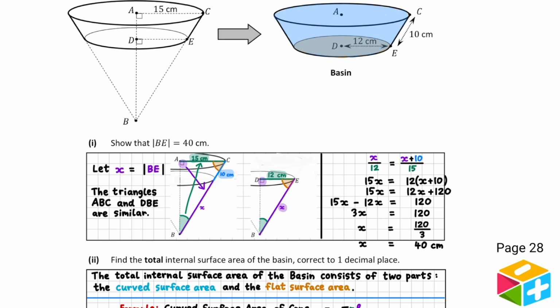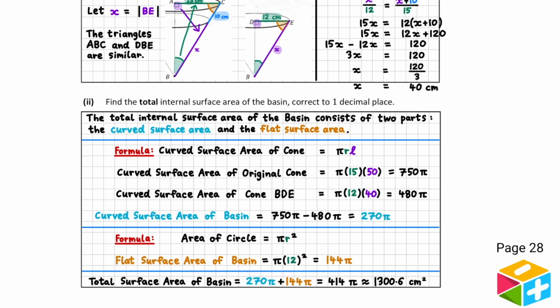However, the blue area is a bit more troublesome. To find this, we should look back at the original cone. If we find the total surface area of this full original cone, and then subtract away the curved surface area of this smaller cone, which I've coloured in red, then that will leave us with the desired blue area. Now that we've outlined our strategy, let's go ahead and actually calculate each of the areas.